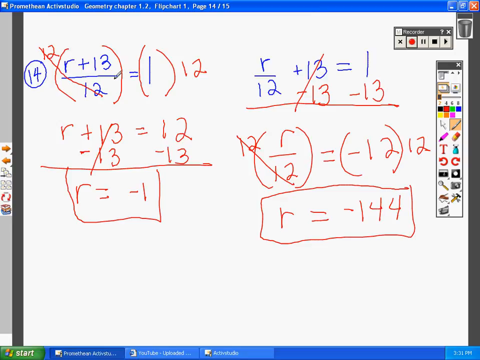So again, folks, this is just how to do very similar problems, but you have to really keep in mind, is the whole thing being divided by 12? Because then you would have to get rid of that first. But if only one of the terms in your equation is being divided by 12, then you get rid of the addition or subtraction first. Hope that helps.